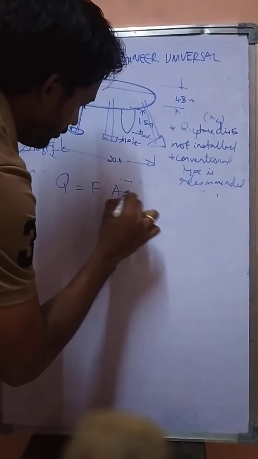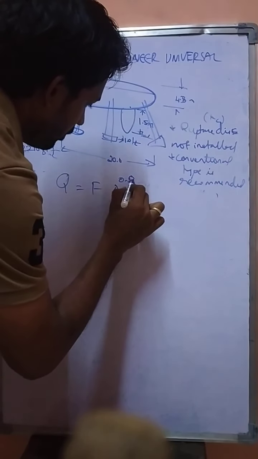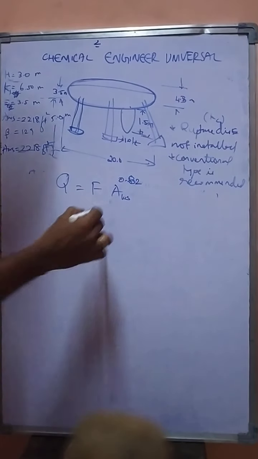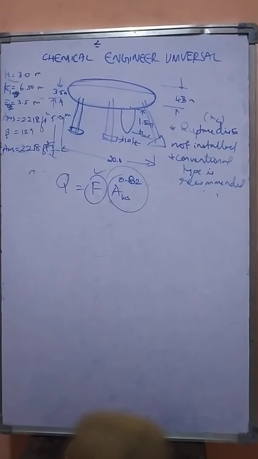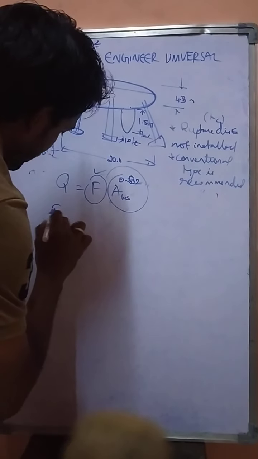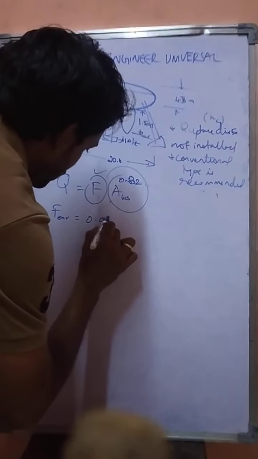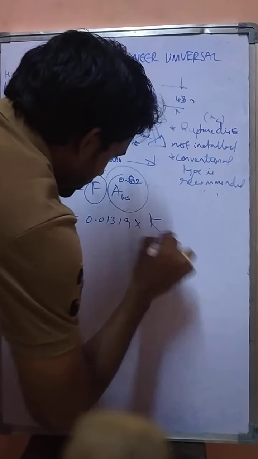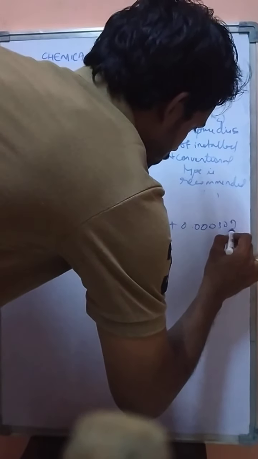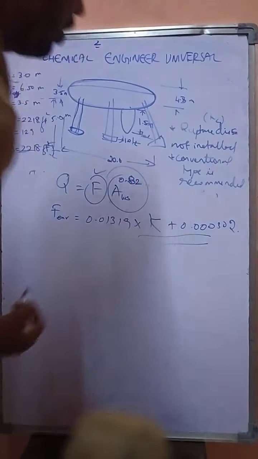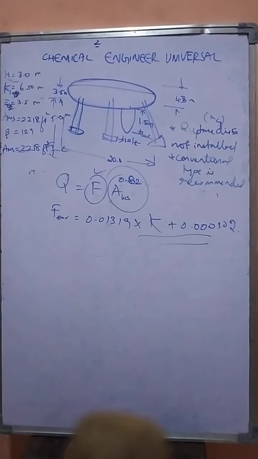Q equal to F into A power 0.82. We know this value and we have to calculate the environmental factor. That was given in the API book. For designated values, we have some constant values, or we can calculate by using the formula I already gave. That is F environmental equal to 0.01319 multiplied with the thermal conductivity of the insulation plus 0.00302. You can use this formula, or otherwise you can use the table given in the API book. Based on this table also you can get the value directly.